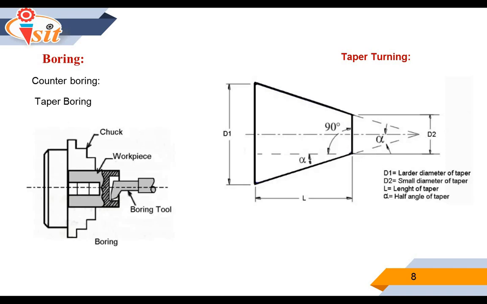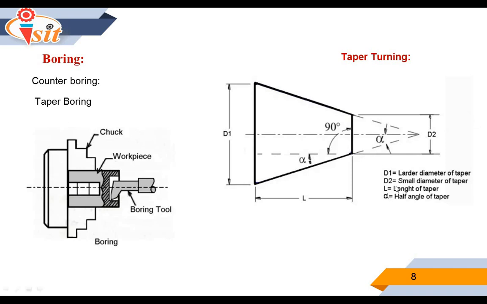Okay, that is counter boring. And in taper boring, the principle of turning a tapered hole is similar to the external taper turning operation, and is accomplished by rotating the work on the chuck or a face plate. So the feeding tool is at an angle to the axis of rotation of the workpiece in taper boring. The boring tool is mounted on the tool post, and the compound slide is swiveled to the desired angle. A short taper hole is machined by hand feeding.